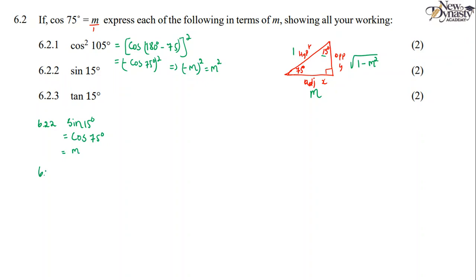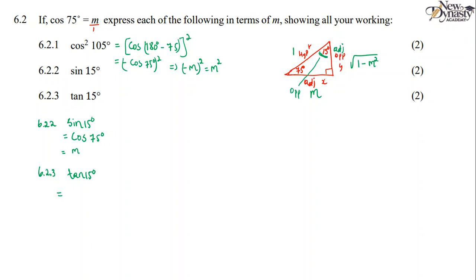Then the next one, 6.2.3. Tangent of 15. So you can just go on and use the diagram as it is here. Tangent of 15, that is going to be the opposite over the adjacent. But our opposite with respect to 15 is going to be this side, and that is going to be the adjacent. So with respect to 15, that is the adjacent.